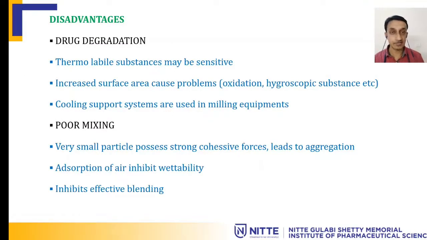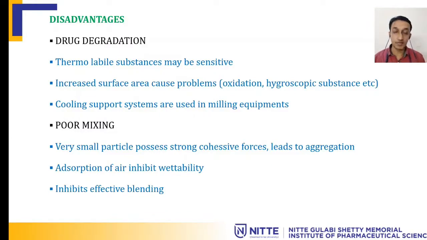Along with advantages, there are certain disadvantages of size reduction. One such disadvantage is drug degradation. If a drug is size reduced extensively, it has a lot of surface now exposed to the atmosphere. This high exposure of the surface can make the particles react with oxygen or moisture in the surroundings, and that can cause acceleration of the degradation reactions.